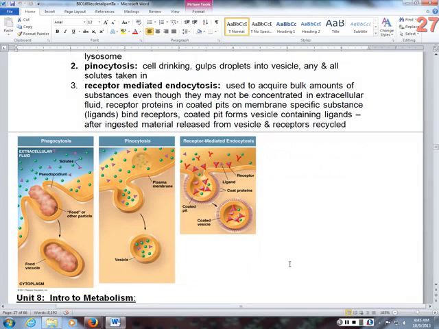So that is the end of the cells. Is there any questions on that?